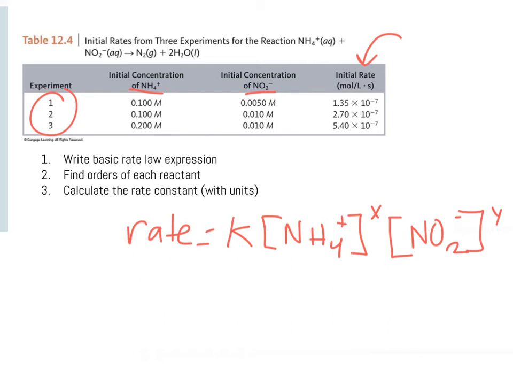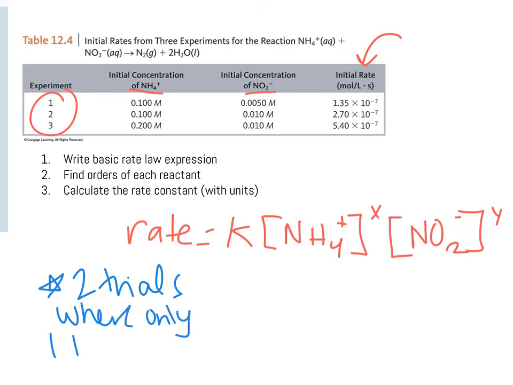Number two, find the orders of each reactant. So what we're gonna do now is we're gonna look up at the data we're given, okay? Because this is a data-driven type thing. You're gonna find two trials where only one thing changes. Sorry for my handwriting, it's a T, changes.